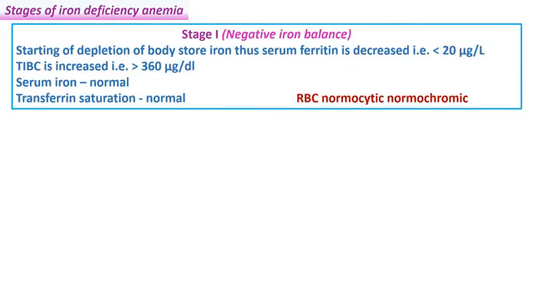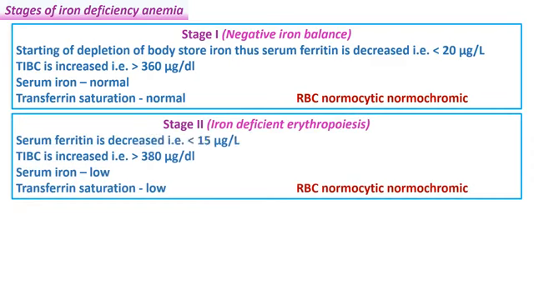Now come to the stages of iron deficiency anemia. First stage, the negative iron balance. The starting of depletion of the body iron store: serum ferritin is decreased, that is less than 20 microgram per liter. TIBC is increased, but serum iron and transferrin saturation are normal in this stage, and RBC is normocytic normochromic. Stage 2, iron deficient erythropoiesis. Serum ferritin is decreased, TIBC is increased, serum iron and transferrin saturation are low, RBC normocytic normochromic.